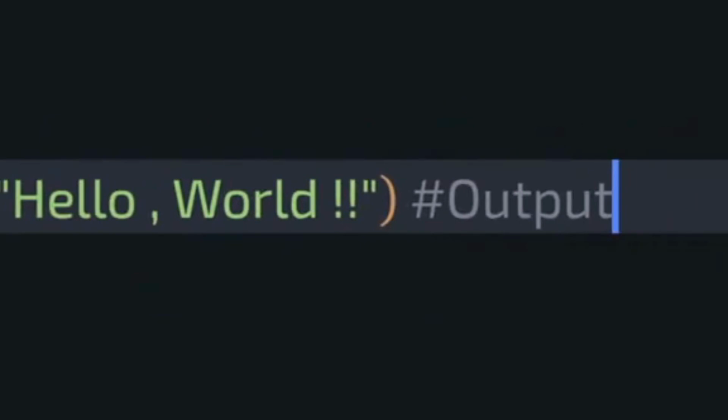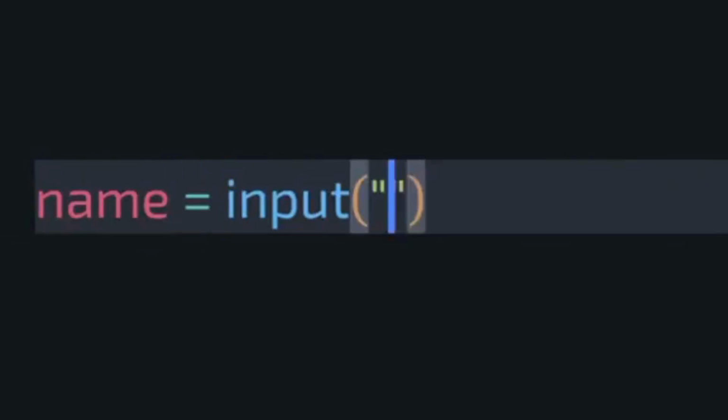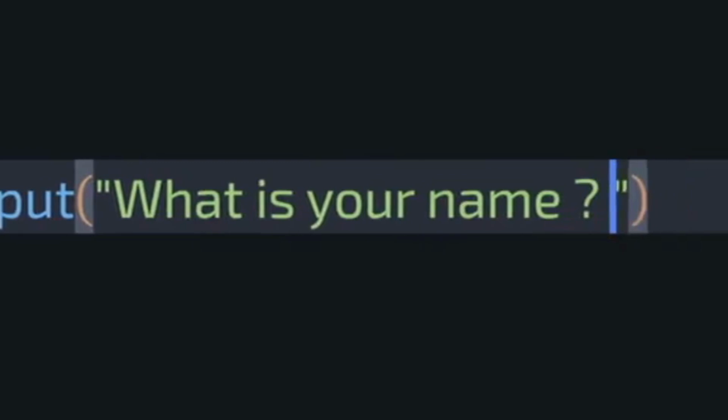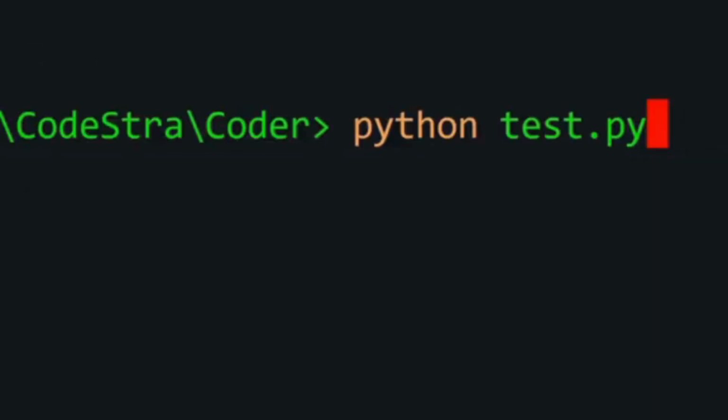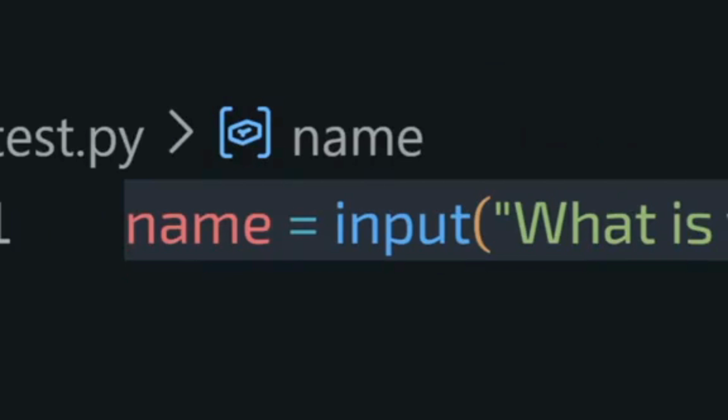Python has a built-in function called input. It allows the user to type something into the program. Let's see an example. name = input("What is your name?") Here's what happens. Python displays the question, "What is your name?" Then it waits for the user to type an answer. If the user types John, Python stores that answer inside the variable called name.